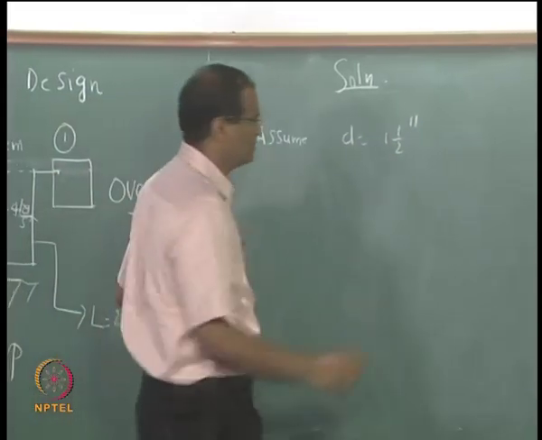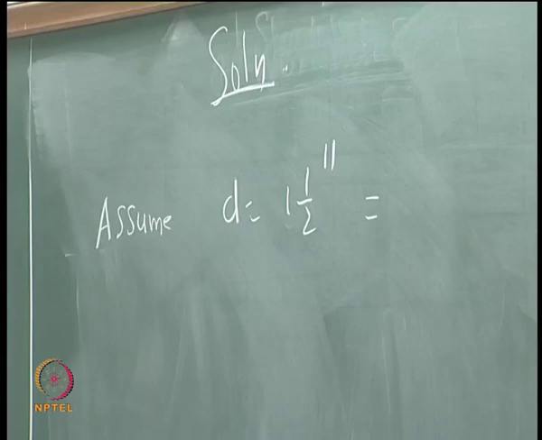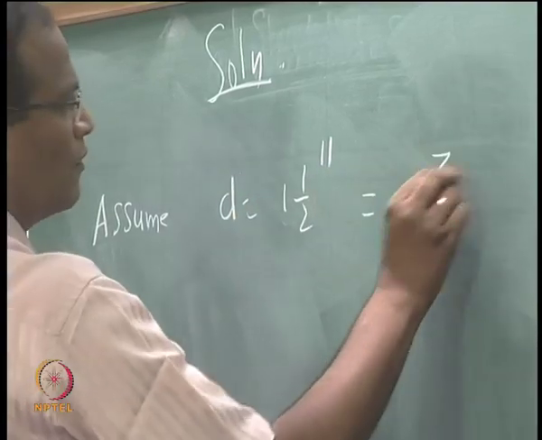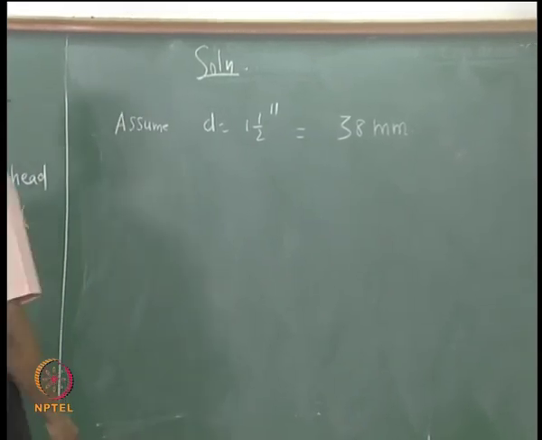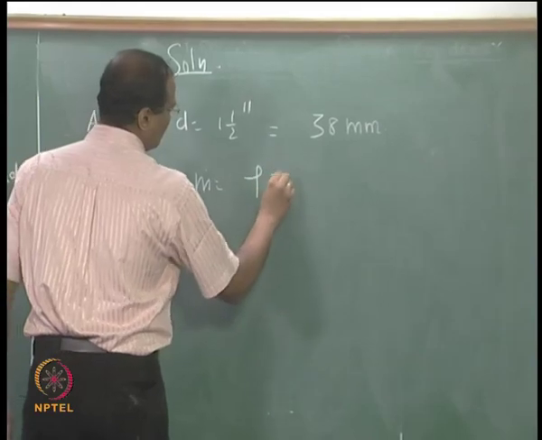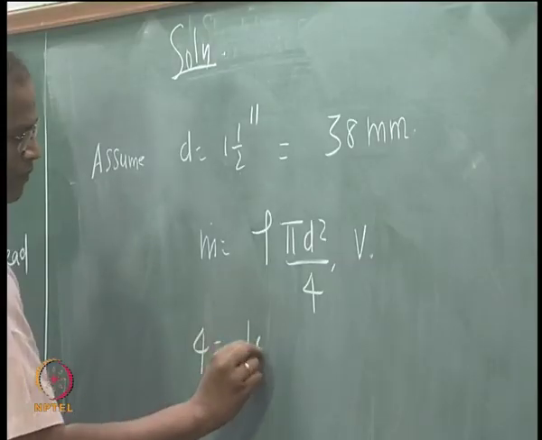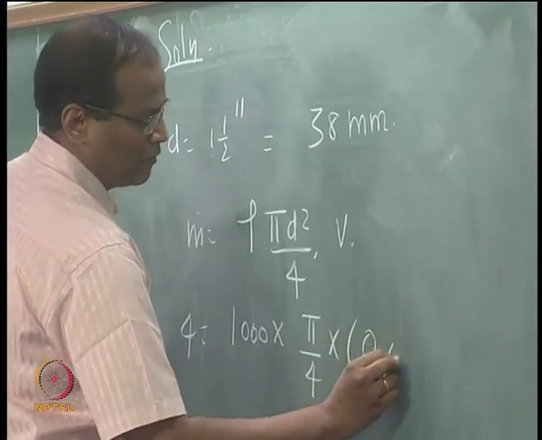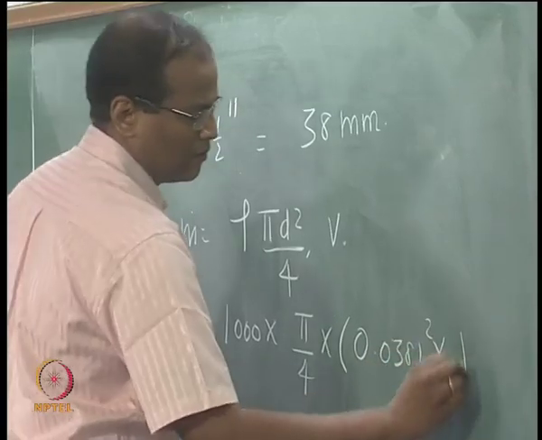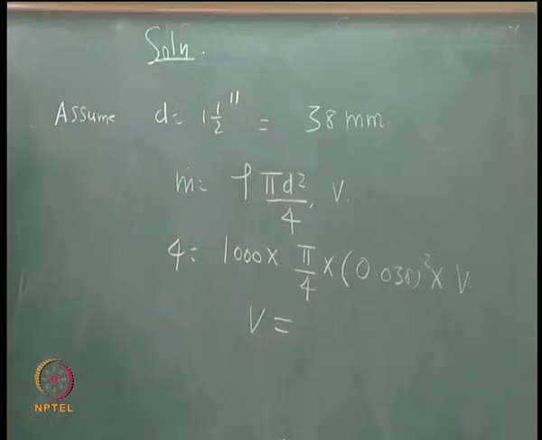So how much is it in millimeter? 25.4 into 1.5, 38, we can take it as 38 millimeter. Okay. So yeah, tell me the velocity.